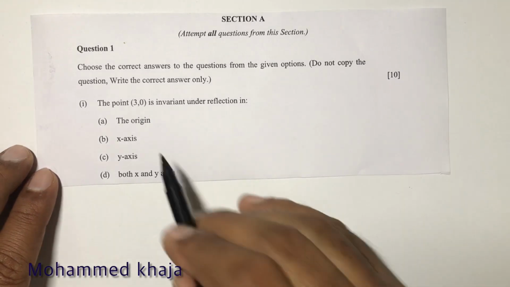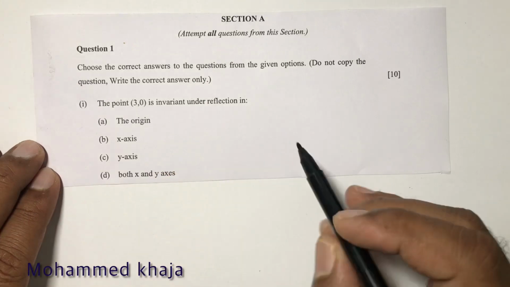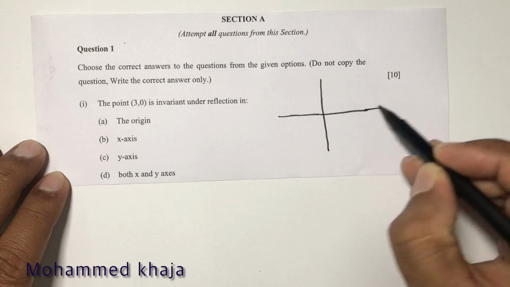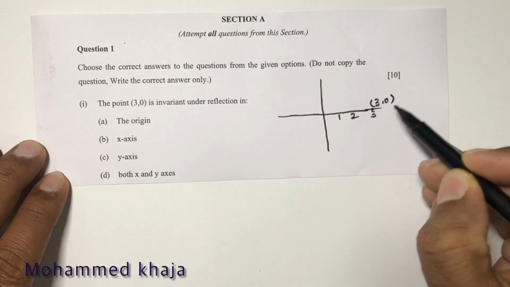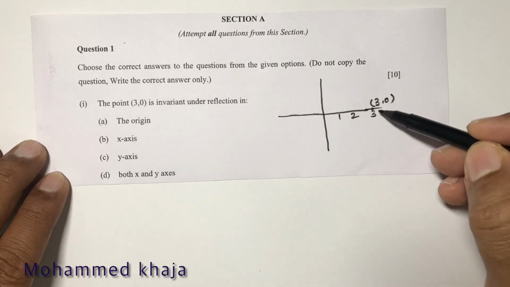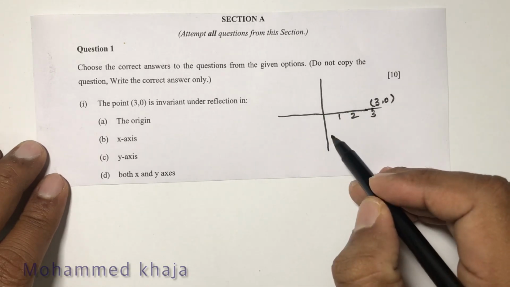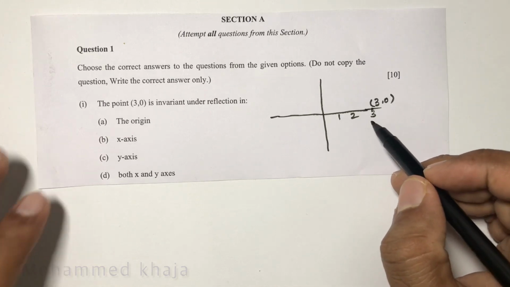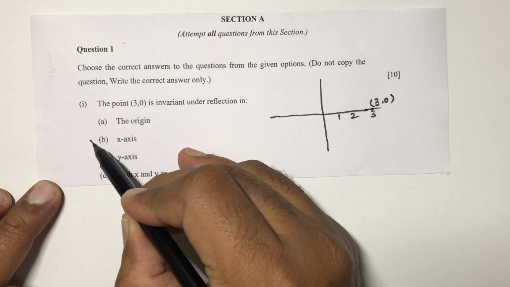The first question. The point (3, 0) is invariant under the reflection in... We see, (3, 0): here 1, 2, 3. So this is (3, 0). It is invariant under reflection in the x-axis. If you take the x-axis, the point will be the same here only. If you take the y-axis, the point will come here, (-3, 0). So it is invariant under reflection in the x-axis. So the correct option is B.